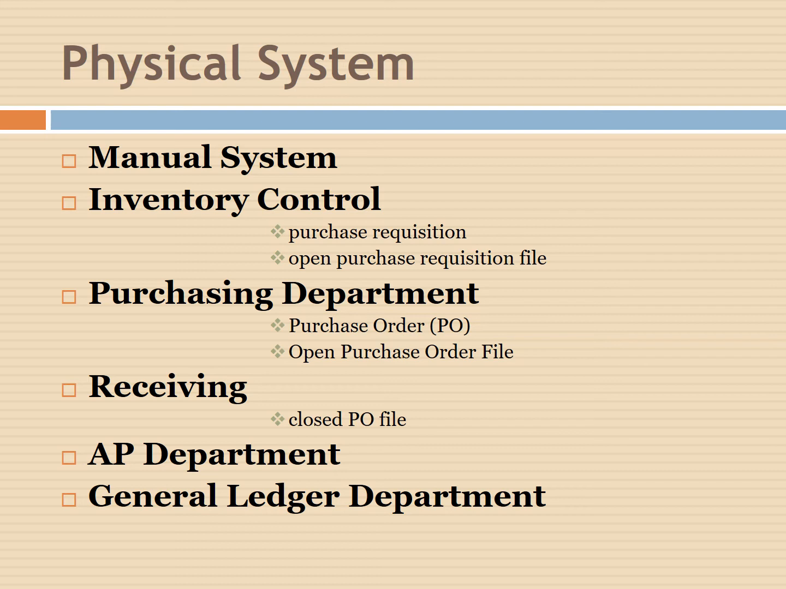The last one is the general ledger department. It receives a journal voucher from the accounts payable department and an account summary from inventory control. The general ledger clerk reconciles these and posts to the inventory and accounts payable control accounts. With this step, the purchase-pay phase of the expenditure cycle is completed.